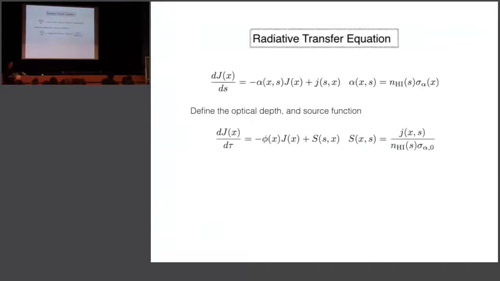We've heard about the optical depth many times. I mentioned this morning that the optical depth of the interstellar medium, for example, to Lyman-alpha is about 1 million or 100 million. So you introduce the optical depth, which is just defined as alpha times ds, so you bring this to the other side.